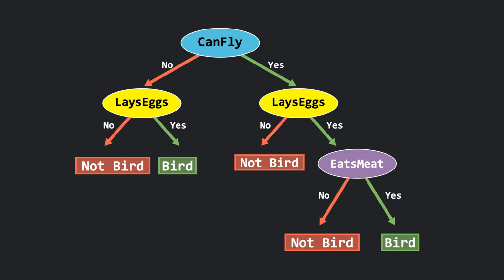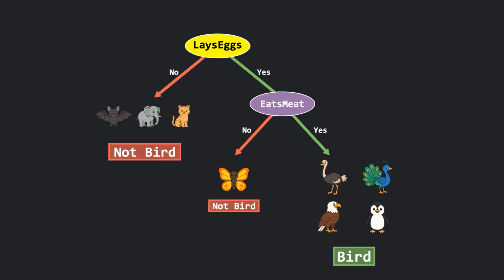Now, the reason I said this tree is naive is because we didn't use any proper rule to select the features. We were just randomly picking them as we went along. But what if we had started with a different feature as the root node, like eats meat or lays eggs? It turns out that if we had used lays eggs at the root and then split on eats meat, we could have built the same tree in a much shorter way.